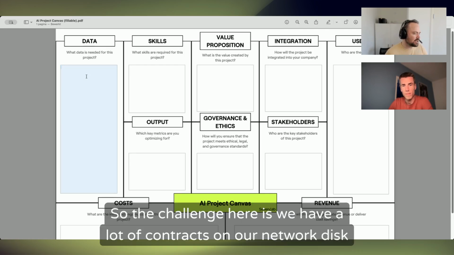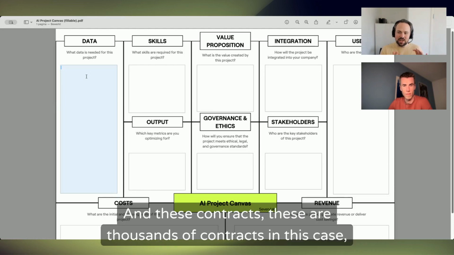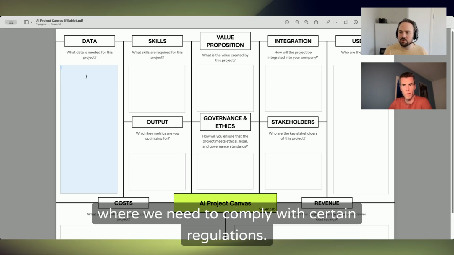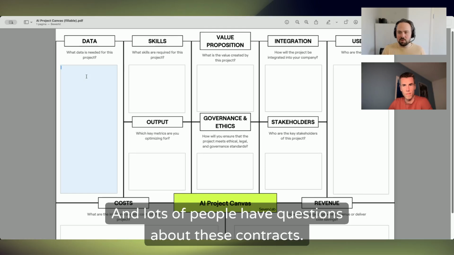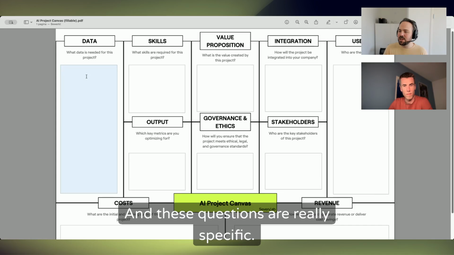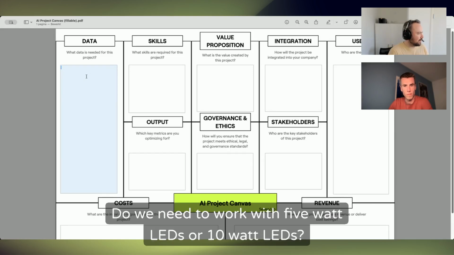Yeah, right. So the challenge here is we have a lot of contracts on our network disk that is shared within the organization, and these are thousands of contracts, for specific locations where we need to do some maintenance or where we need to comply with certain regulations. And lots of people have questions about these contracts. And these questions are really specific. Someone needs to do some maintenance on a building.